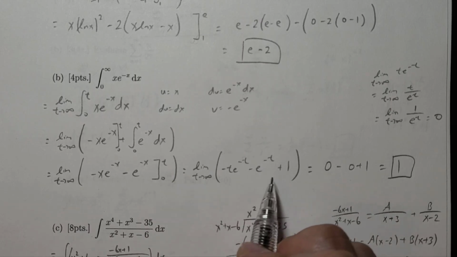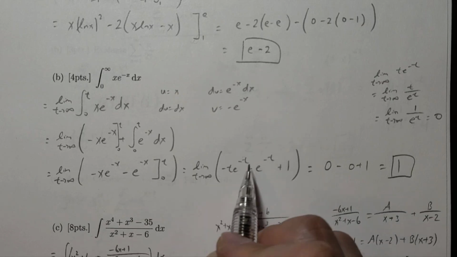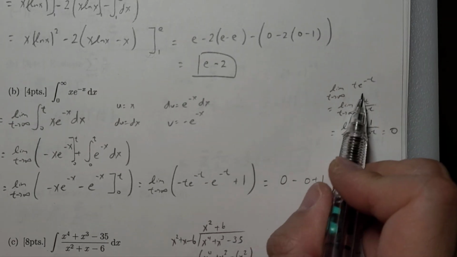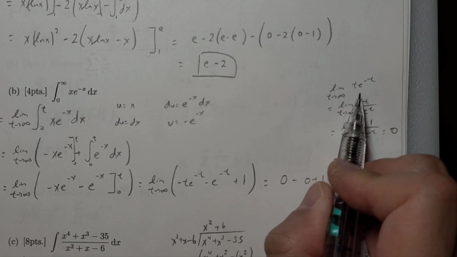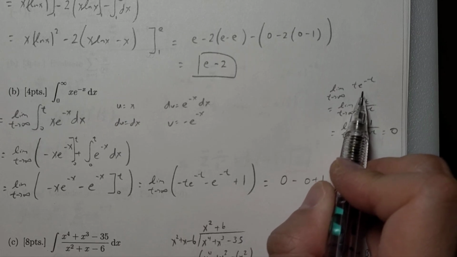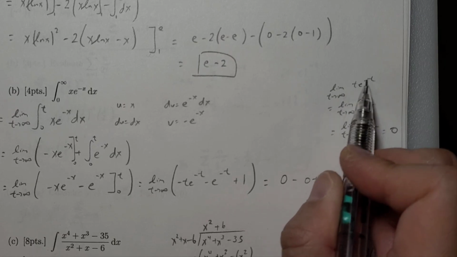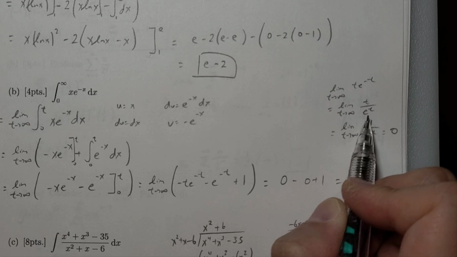Now we have to take the limit of this. How do we take the limit of this? So that's what I did on the side over here, without the minus sign. This is infinity times 0. So we got to make it infinity over infinity or 0 over 0. So why don't I just change this negative exponent into a positive exponent like that. Now it's infinity over infinity. So I can use L'Hopital's rule.